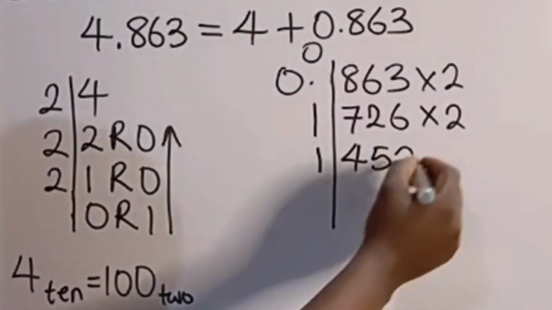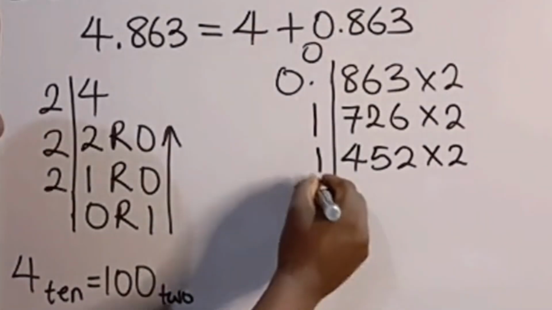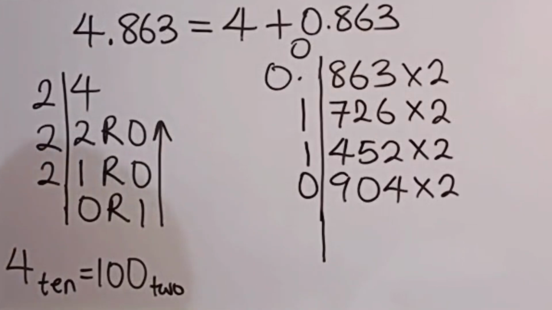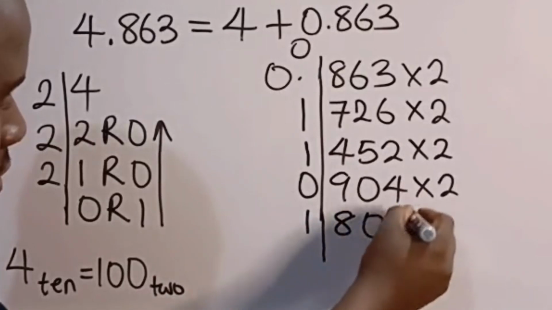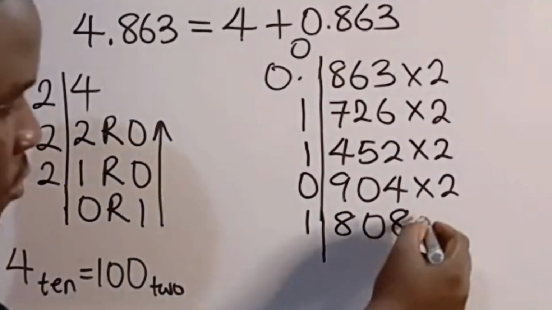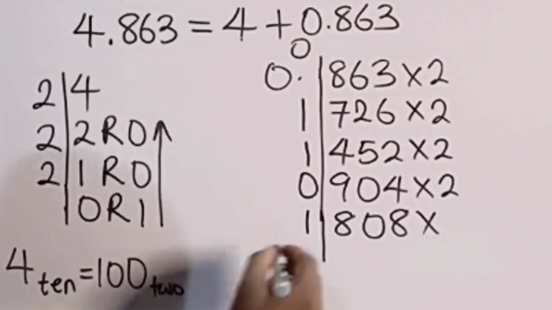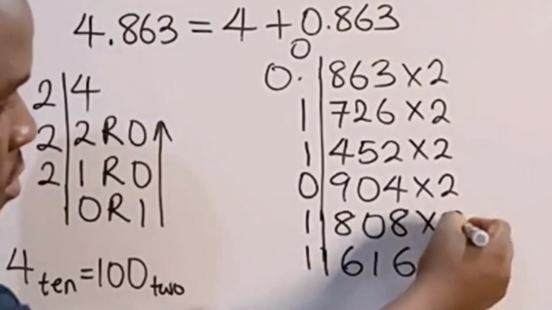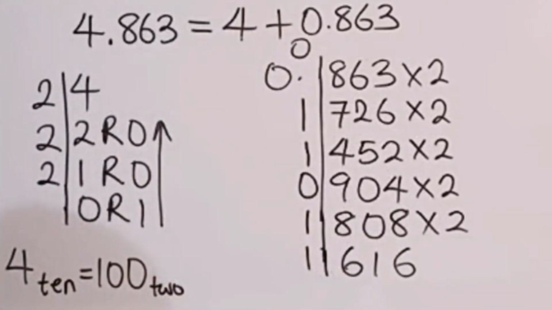So we also multiply by 2. 0.452 multiplied by 2 is 0.904. Then 0.904 multiplied by 2 is 1.808. So if we multiply 0.808 by 2, what do you get? 1.616. So we can keep going, but let's stop at this point because of space.